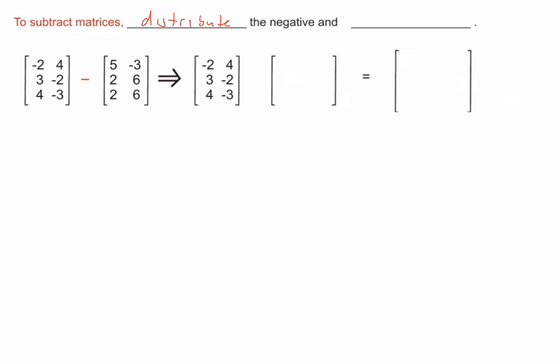So you got to distribute the negative and then add, right? Just like any negative in front of a parentheses. You got to distribute the negative. So look, this negative's got to go everywhere. It's got to go everywhere.